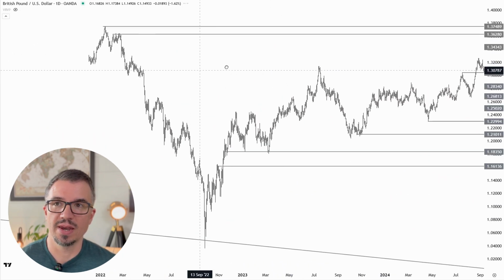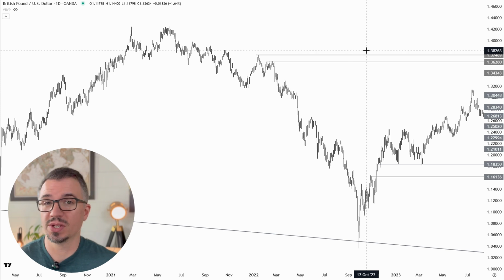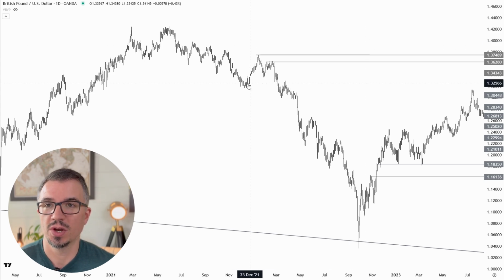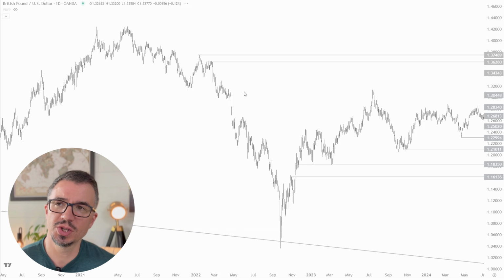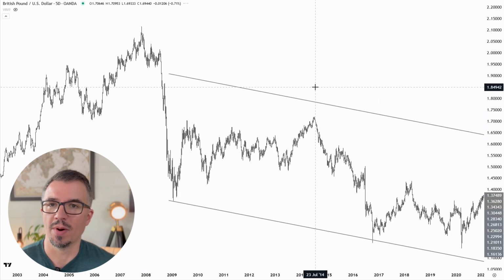All right, now let's take a look at where this could go if it does break to the upside. And then we're going to take a look at the DXY, because I'm going to show you some levels there that are going to give you more confidence if you're trading the pound or the euro or really any major currency pair. So if we go back here, let's go to a 5-day time frame, just so that we're not so far zoomed out here on the pound.